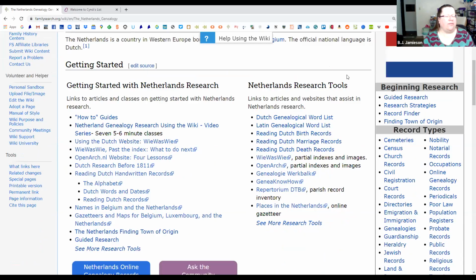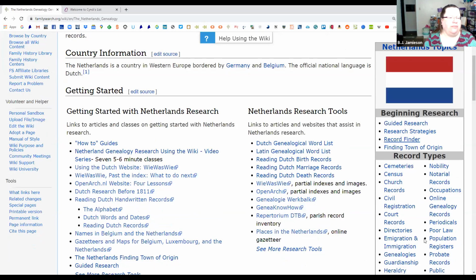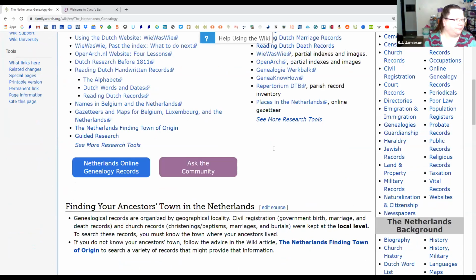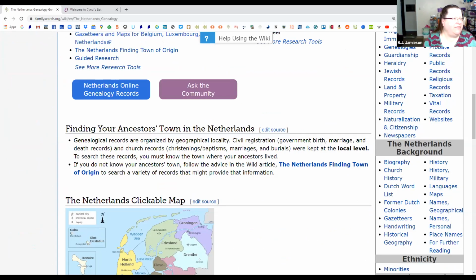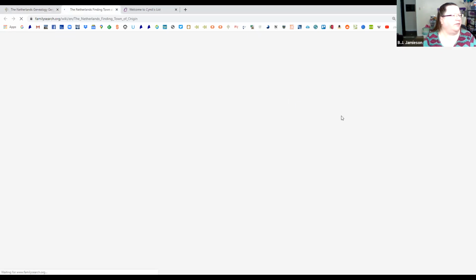And this is one reason I do this next. There are bits about getting started, and there are things by record type. They give you some information. They're civil registrations kept at the local level, which means maybe those provinces don't mean much after all if it was the town that kept the records. There's a Finding Town of Origin article, and let's open that.